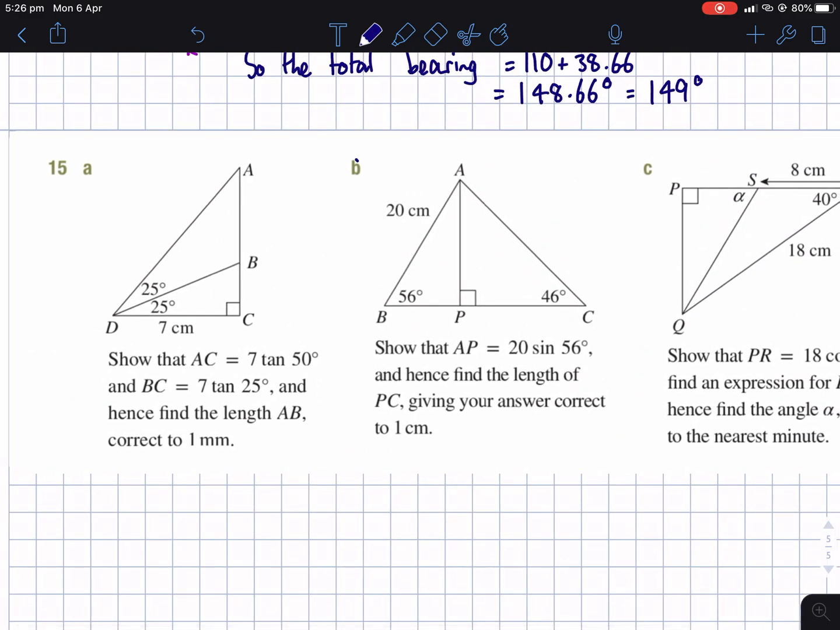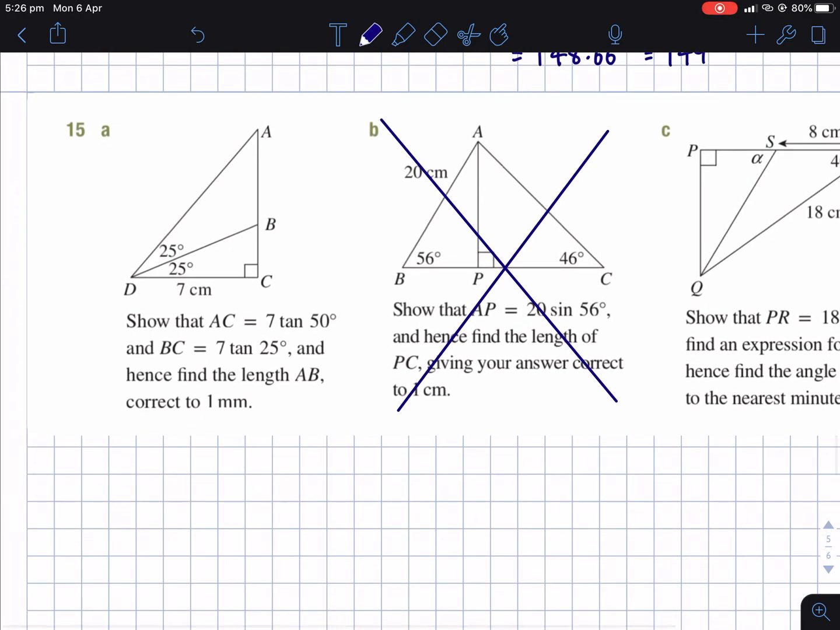All right, for 15, we're doing A and C. I like my straight lines, okay? Show that AC equals 7 tan 50. If I wanted AC, which is this whole line, then I would draw the diagram. This is AC. This is 25 plus 25, which is 50, and this is 7. So tan 50 equals the length AC over 7. So the length AC equals 7 tan 50.